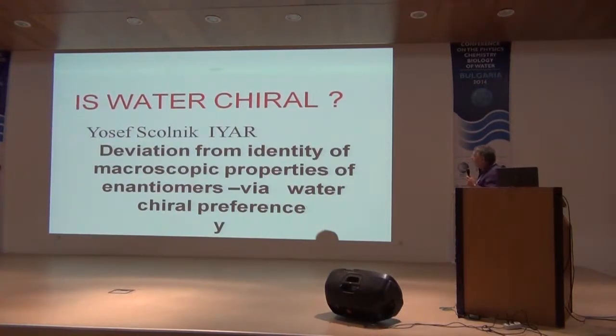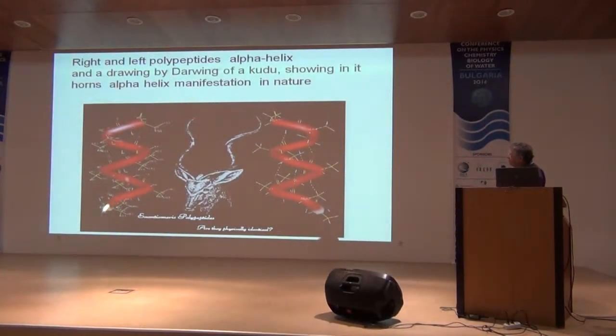So I'm going to talk about this rather provocative title, and it has to do with water chirality. Actually, it's deviation from identity of macroscopic properties of an enantiomer, probably via water chiral preference. Just to show some symmetries, here is a picture of right and left polypeptides, and the same symmetry is shown in this kudu, an animal from Africa. The drawing was done by Darwin himself on his way to the Galapagos. So you see the left and right symmetry, like the peptides, in this animal.